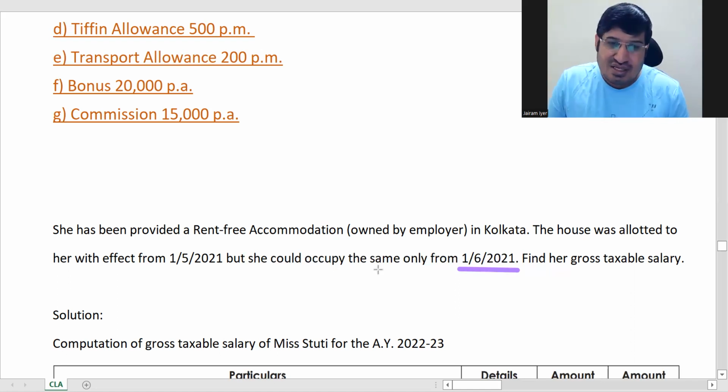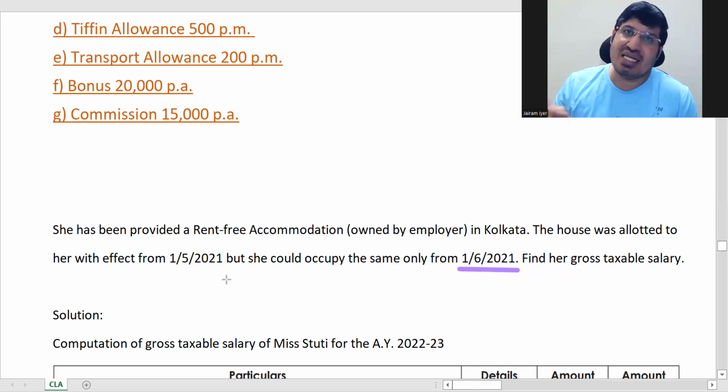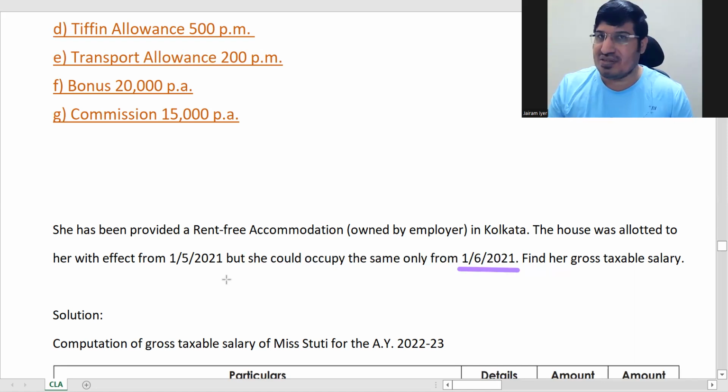So that's why here, 4 and 5, 4 is April, correct? 1/4 and 1/5. For these 2 months, she will not be liable to tax for rent-free accommodation. So if you take out 2 months, that means for 10 months only she will be liable to tax. So that means salary also you will consider for 10 months. Okay, let's go ahead solving this.